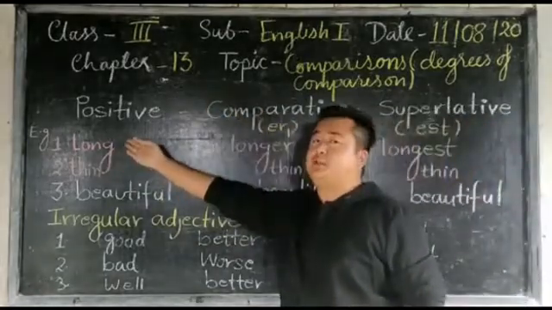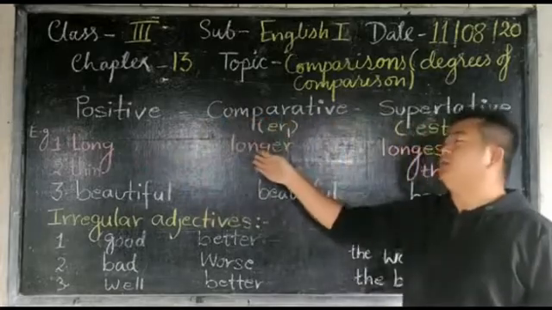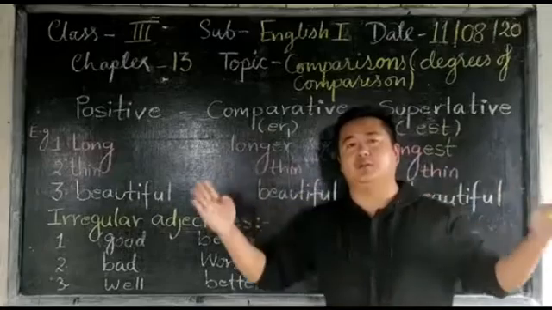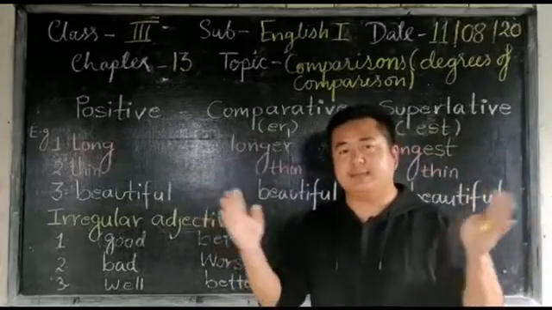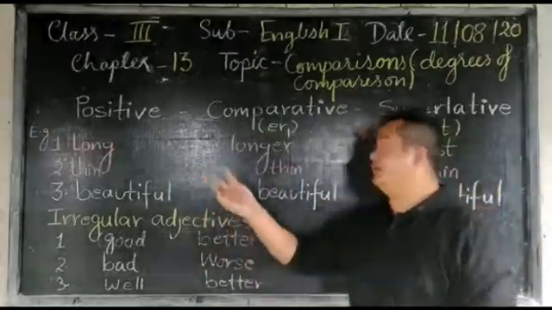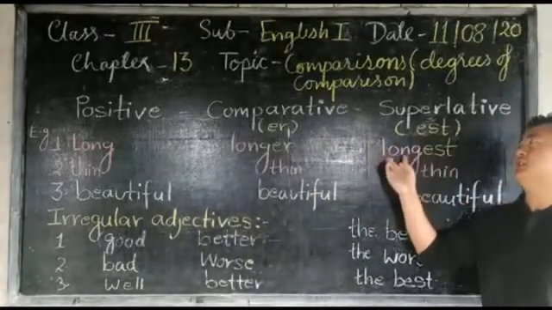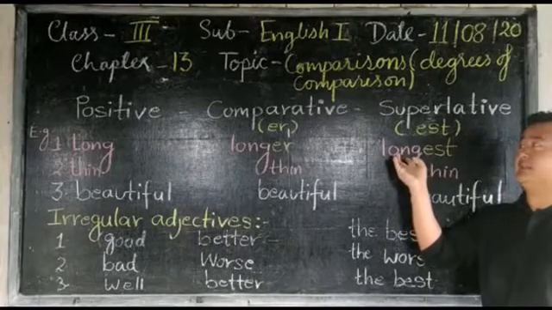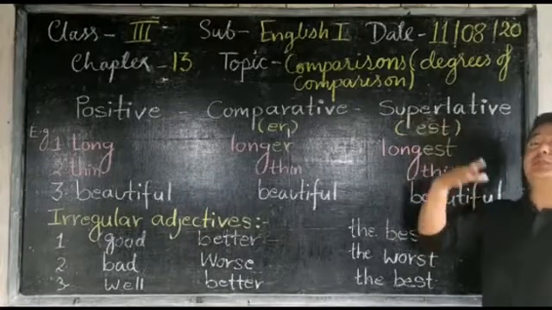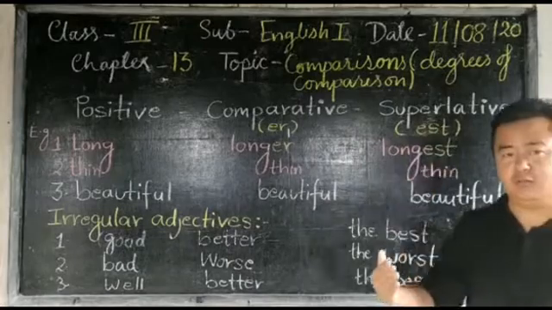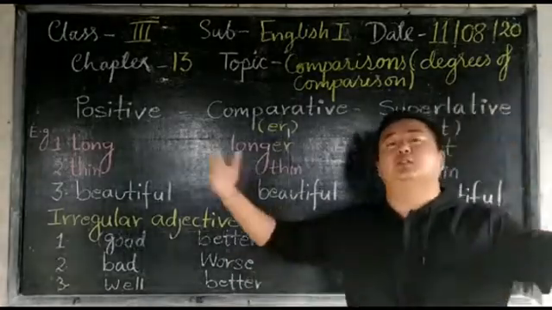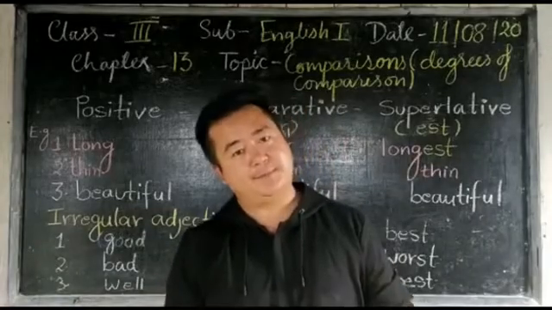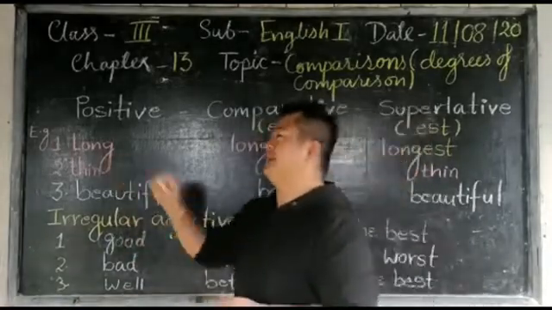Long is a positive word. When you add er, long becomes longer. The word shows comparison between the two. And when you add est, in the word longest, it turns out to be a superlative. It is not long, it is not longer, but it is longest. It shows the superlative.